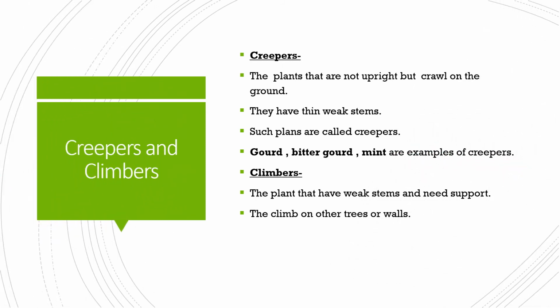Herbs, shrubs and trees. There are two more types of plants, creepers and climbers. Now what are these? Now creepers are the plants that are not upright. They crawl on the ground. Because of this name only they are termed creepers, and they have thin weak stems. The examples are gourd, bittergourd, mint, etc.